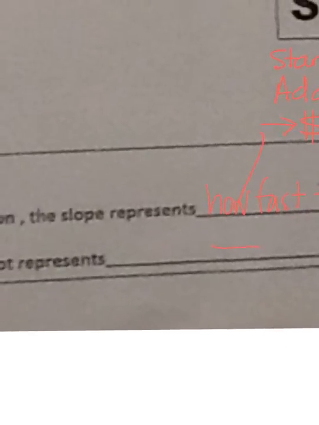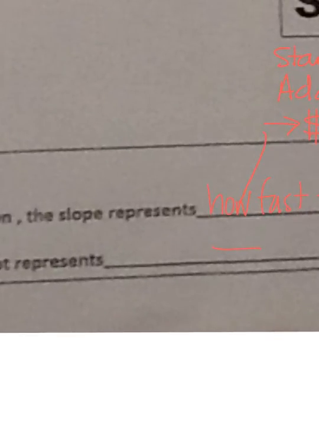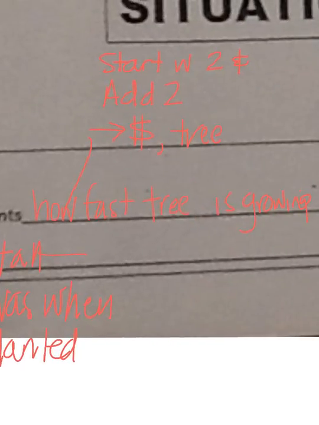And then the y-intercept would stand for how tall it was when it was planted. Right? So that's a situation that would work, or you could start with $2 in the bank and see how it grows by $2 a day, which is silly.